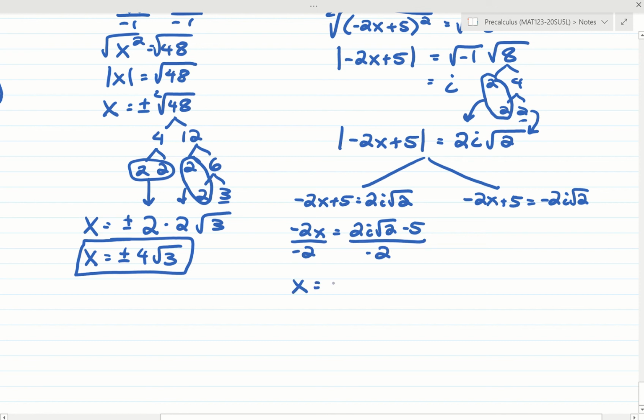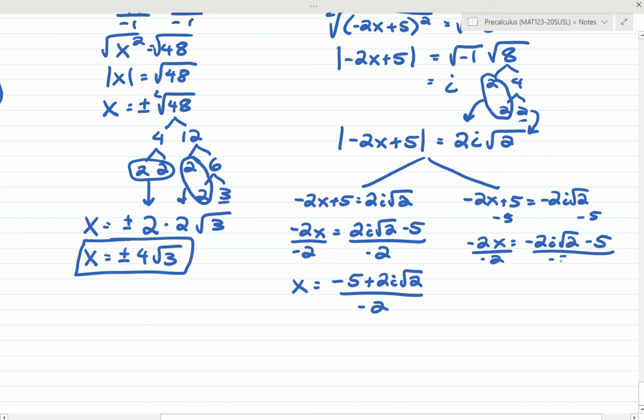So x would equal, usually we put radicals at the end, but it doesn't matter how you want to write this here. And for another answer, we could do the same thing over here. And then divide by negative 2. We get x is equal to, again, negative 5, but in this case it's minus 2i root 2 over negative 2. Those would be our two answers for this.